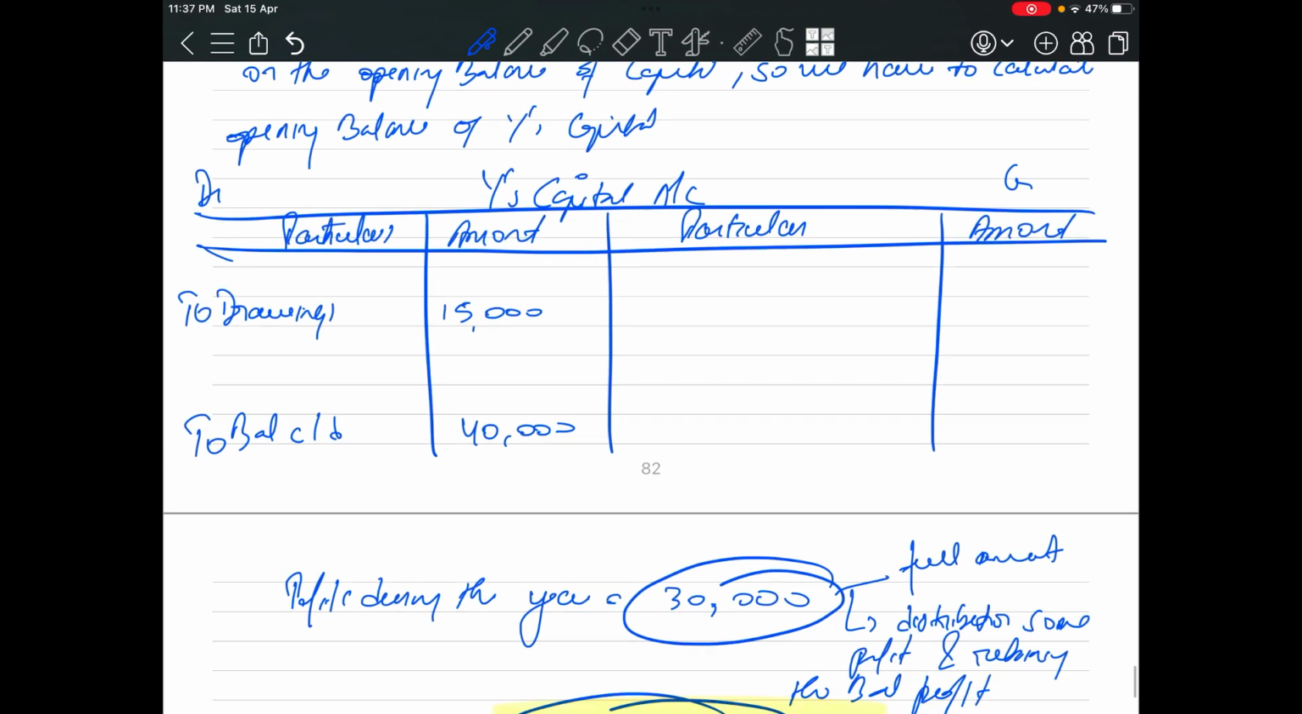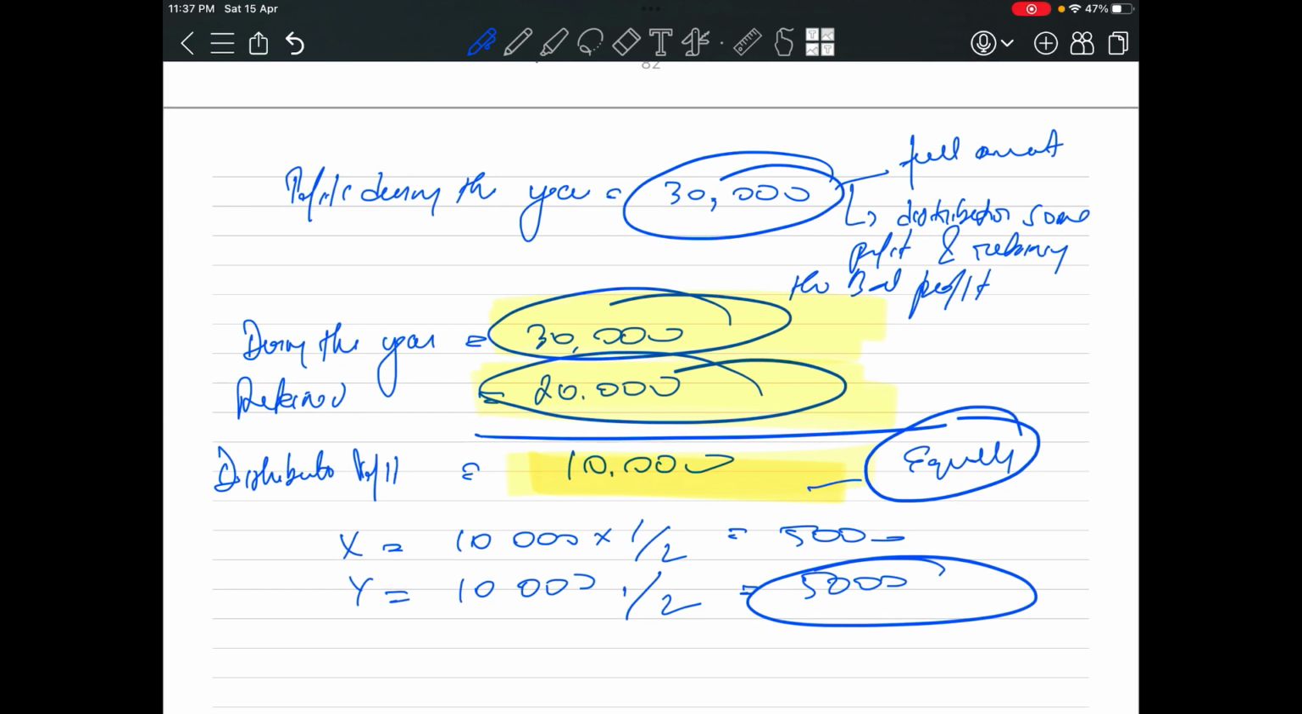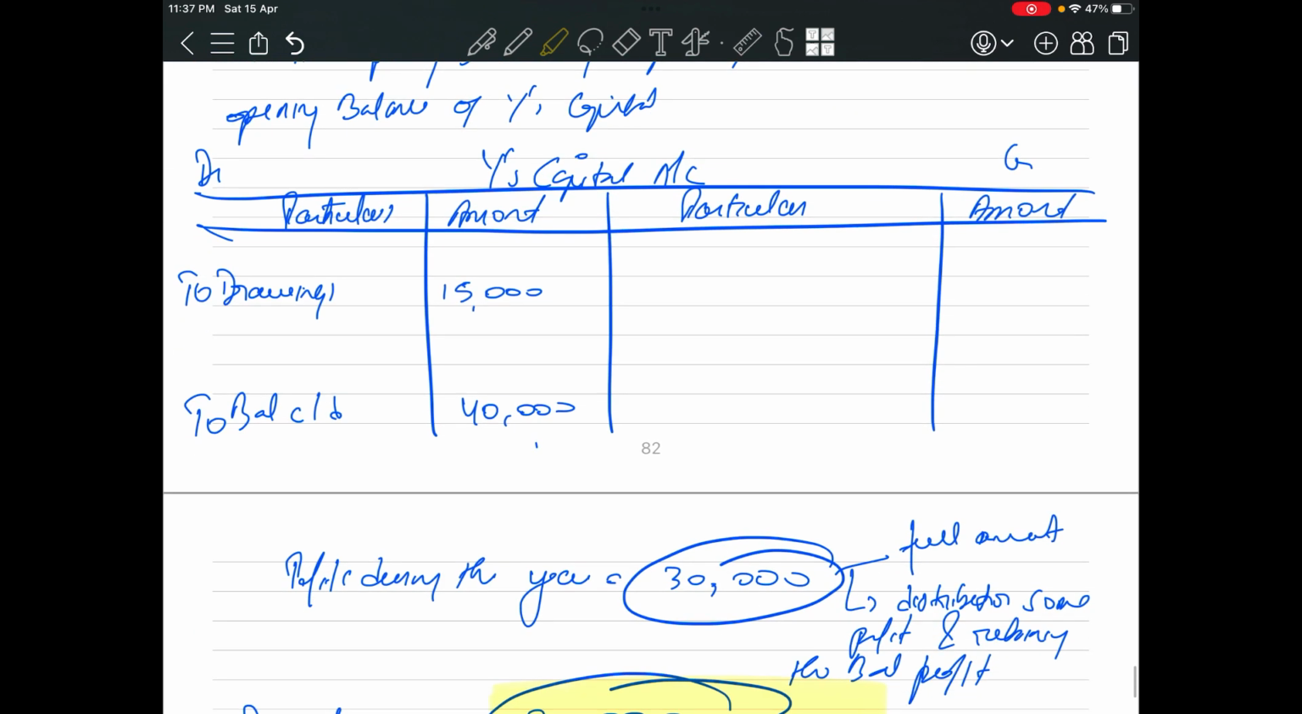So the question requirement is to calculate interest for Y only. So we will need only this figure for Y. Now see, Y has got a profit of 5,000. So where will the profit amount be written? On the credit side, by P&L appropriation account. So what is the amount? 5,000.